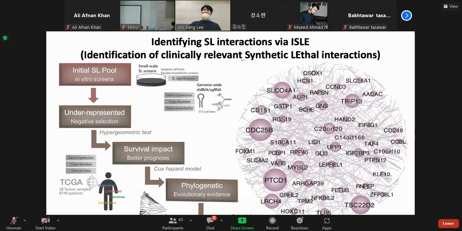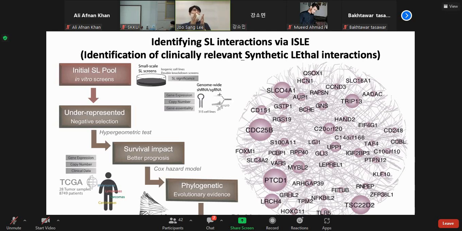And the second idea is that if genes A and B are truly synthetic lethal, then those patients where these two genes are co-mutated will have better survival. And also, we performed a phylogenetic screening, by which we try to identify those gene pairs that are functionally related.